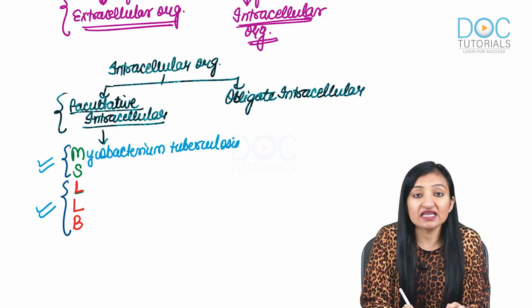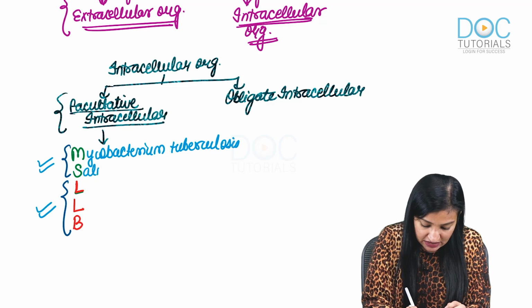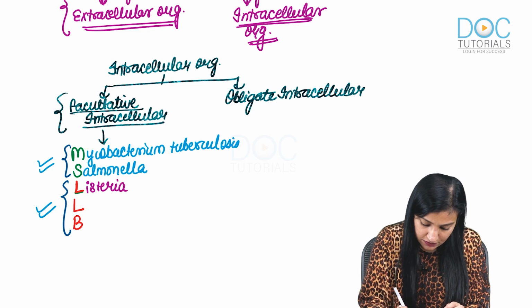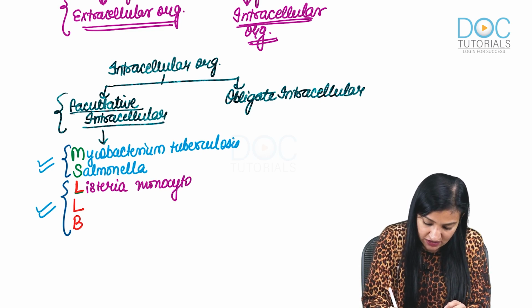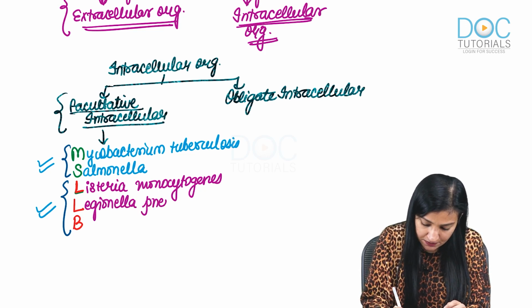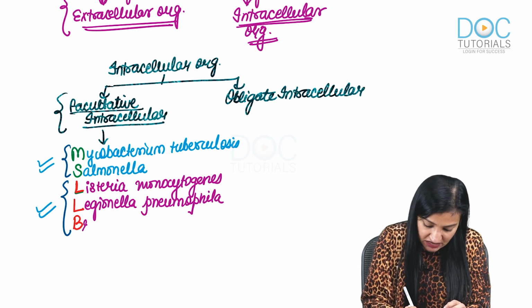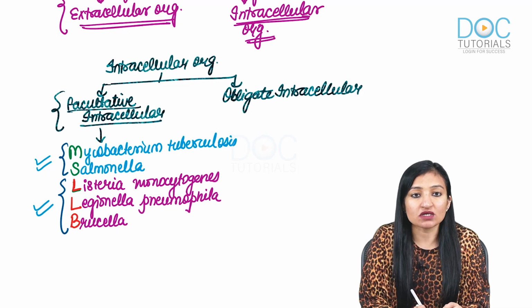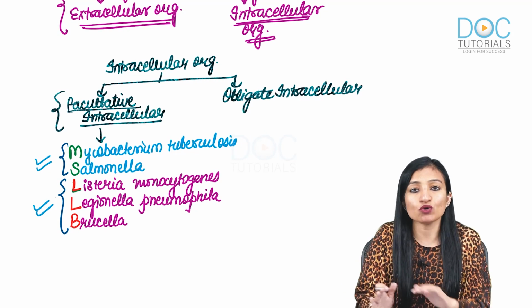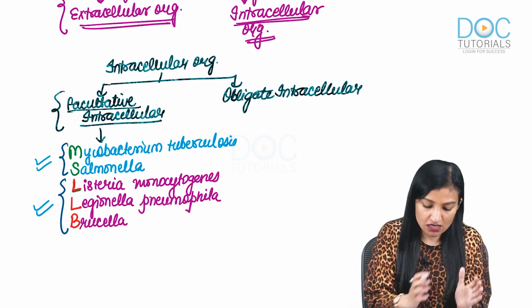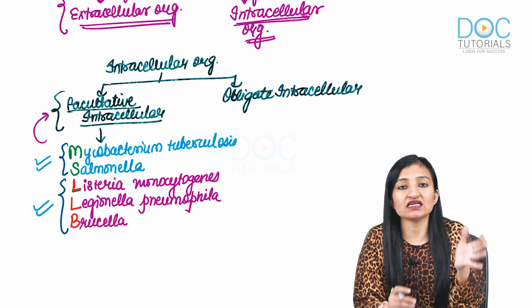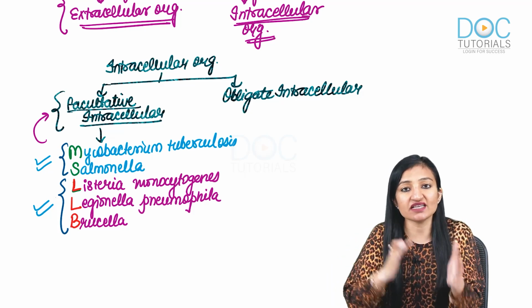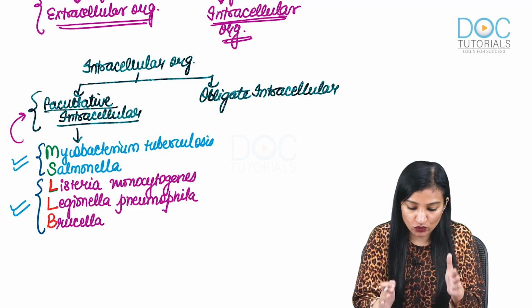Okay, so M is Mycobacterium tuberculosis, S is Salmonella, L stands for Listeria monocytogenes, second L stands for Legionella pneumophila, and B stands for Brucella. Alright. So an MS doctor pursuing LLB, so both the medicine degree and the law degree. So keep in mind the analogy, these organisms are both intracellular as well as extracellular. They can survive both inside and outside the cells.